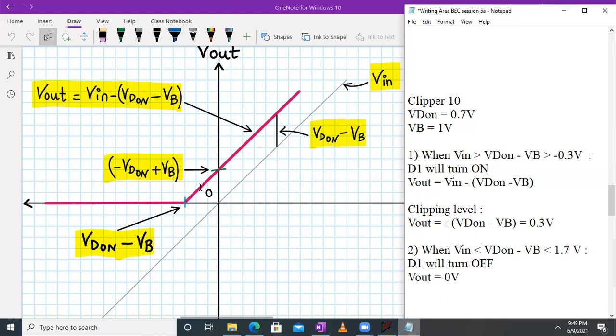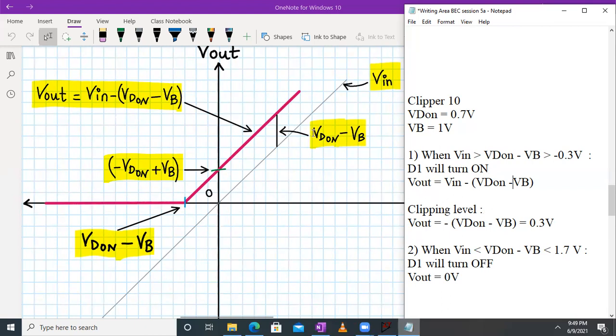So what is this parallel curve? I mean the Vout curve, the magenta color. This is the line of Vin minus VD on minus VB. Okay, and the difference between the input line and this output line is VD on minus VB, as you can see over here.